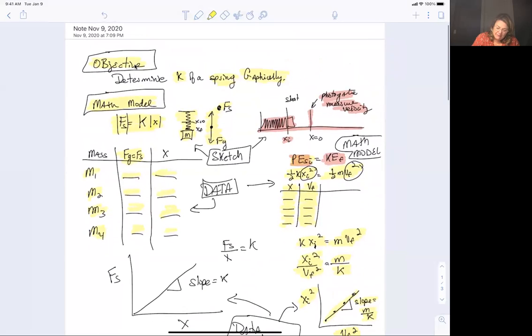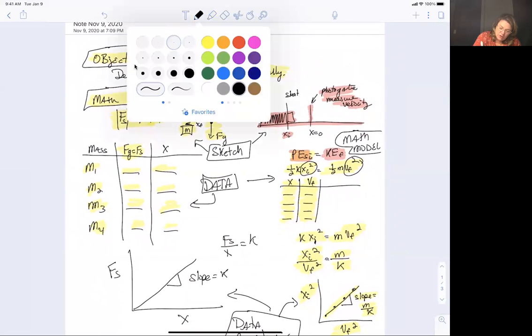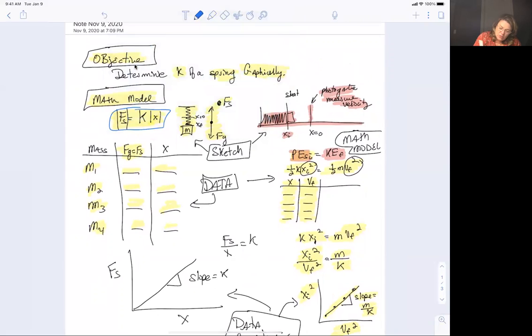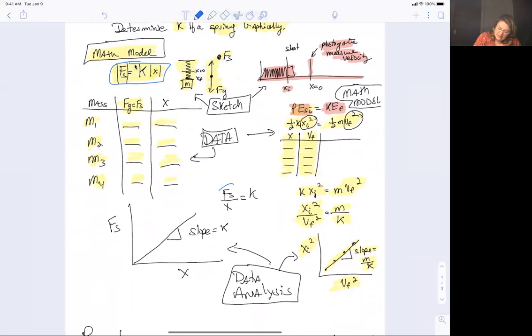Okay, what do I graph? Well, let's rearrange that equation. If you recall, I need to rearrange the equation with the two things that I'm measuring on one side of the equation, which is force of the spring and X. And I get this, force of the spring divided by X equals K. Well, K is constant, so I put force of the spring on the y-axis, the compression, the stretch length, on the x-axis, and the slope becomes a constant number and it's K. So now I have figured out a way to measure it graphically.